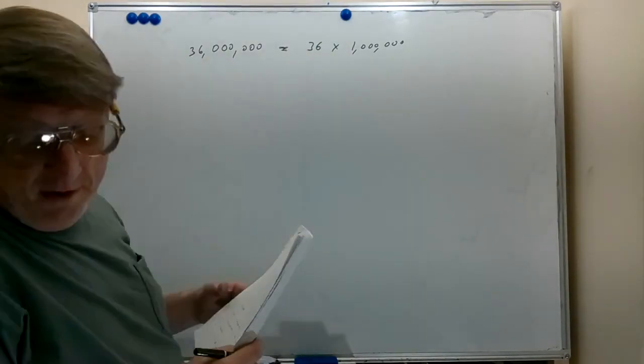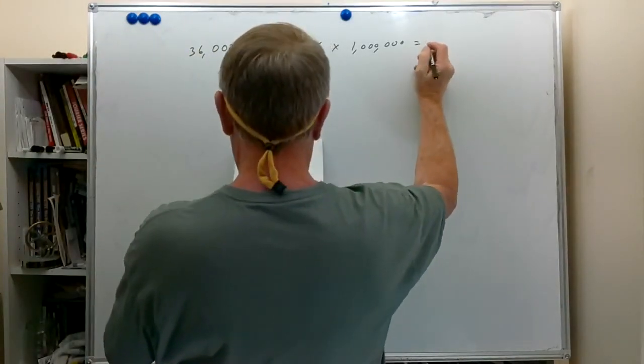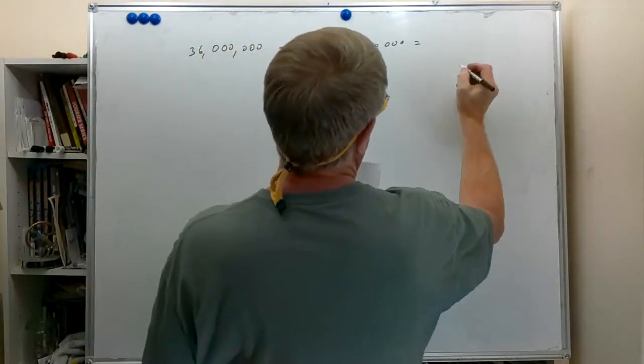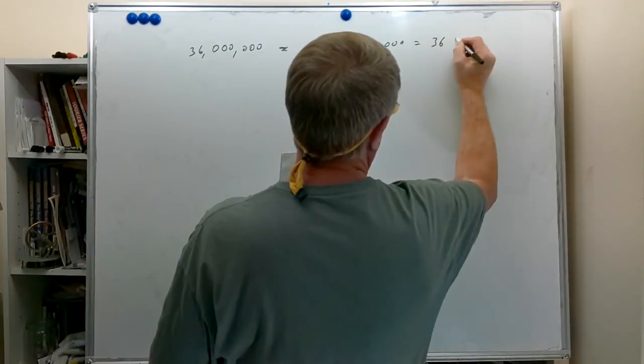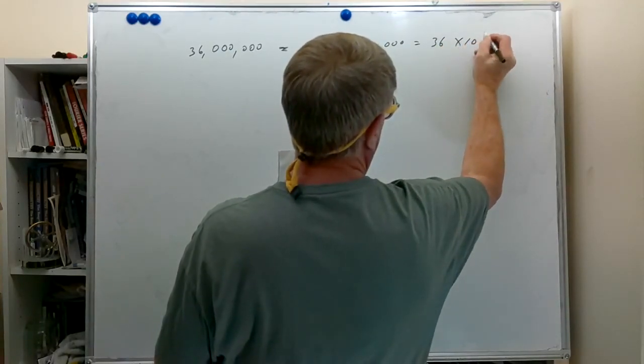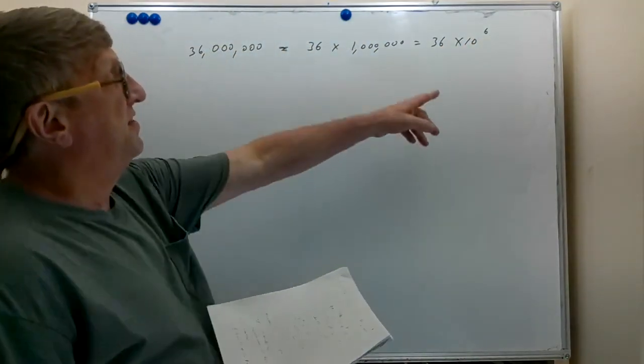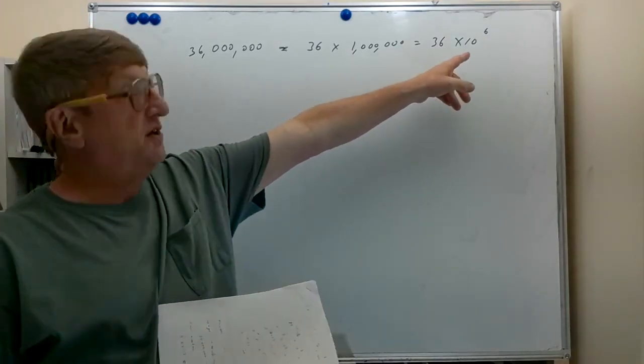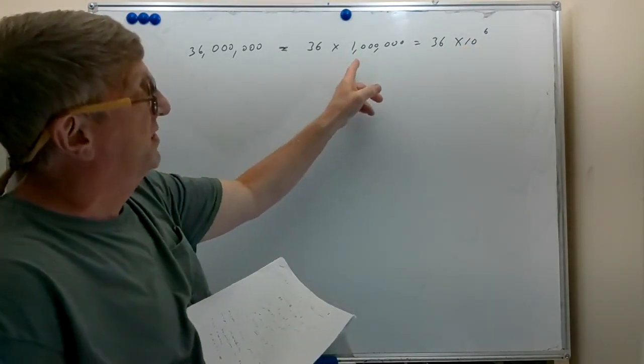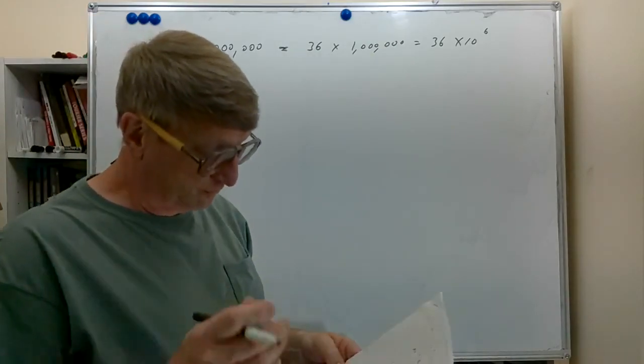If we express this as a power of 10, it becomes 36 times 10 to the 6th. And you probably remember that 10 to the 6th is equal to 1 million. That's a 1 and 6 zeros. 1 million is a 1 and 6 zeros.